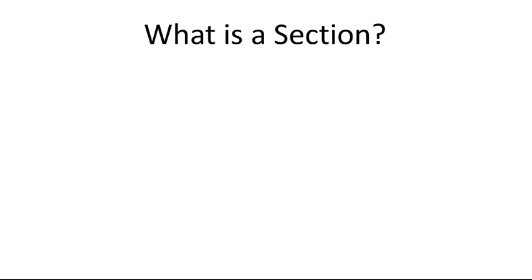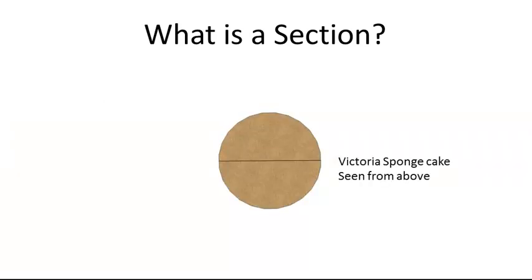So what is a section? The easiest way for me to describe what a section is to imagine a Victoria sponge cake, but seen from above. The question is, however, how do I know it's a Victoria sponge? The truth is, I don't. All I can see is the top sponge layer. In order to find out what sort of cake it is, I need to see the filling inside.